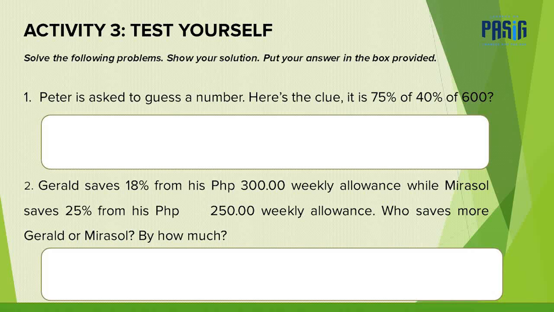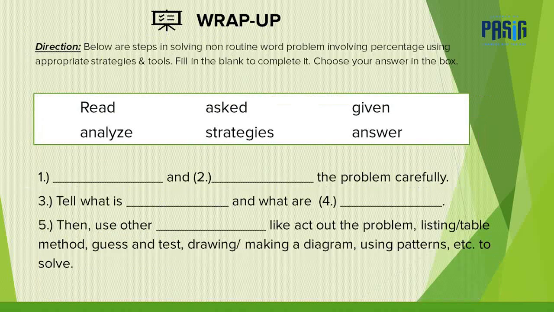Number 2. Gerald saves 18% from his 300 pesos weekly allowance, while Mirasol saves 25% from his 250 pesos weekly allowance. Who saves more, Gerald or Mirasol? By how much? So this time, kids, you're just going to answer the wrap-up.